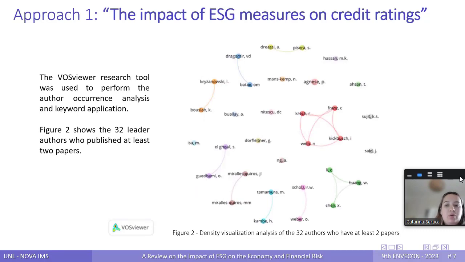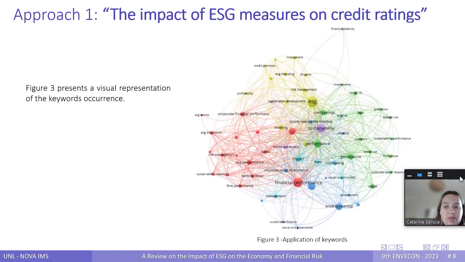Then VOSviewer was used to create the diagram with the authors and keywords occurrence. Here we have the density visualization of the 32 leader authors who published at least two papers related to the influence of ESG measures on creditworthiness of a debtor. And here is the visual representation of the keywords' occurrence. We can see some of the main keywords such as ESG, financial performance, sustainability, environmental, credit ratings, and so on.